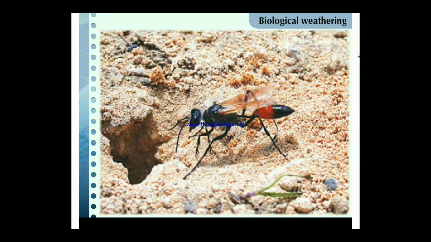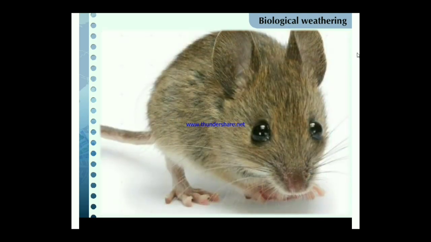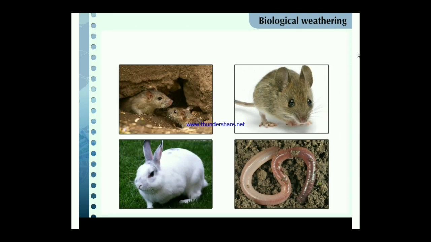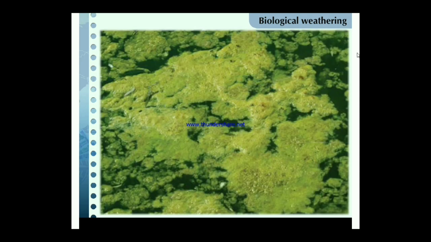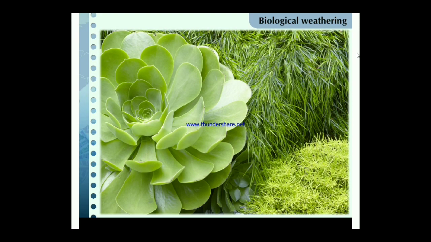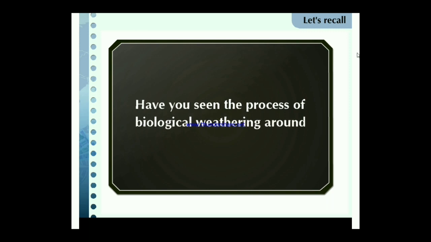Ants make large anthills. Rats, mice, rabbits, and other worms and insects make burrows in the ground. These animals are called burrowing animals. Because of their activity, algae, moss, lichen, other flora, etc. grow in the rocks. They also help in weathering. Let's recall. Have you seen the process of biological weathering around you?